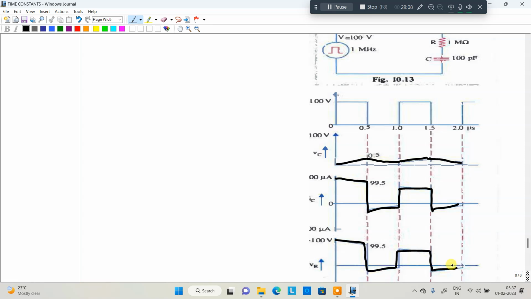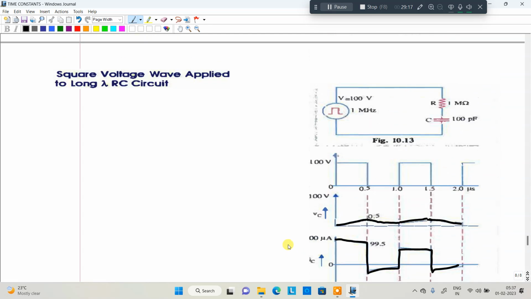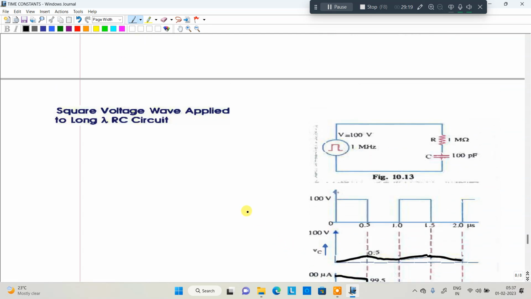I hope everyone is clear about the time constants of RC and RL. This is about chapter number 3, time constant, in unit 2. You may expect one question from time constants. The formulas I gave: the time constant of an RL circuit is L by R, and the time constant of an RC circuit is RC. Those two you may expect in the examination.